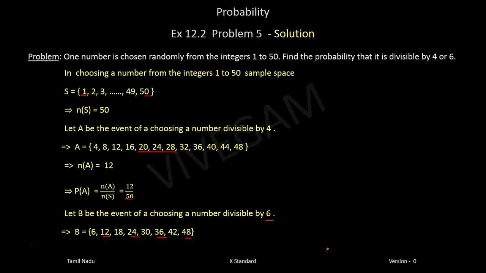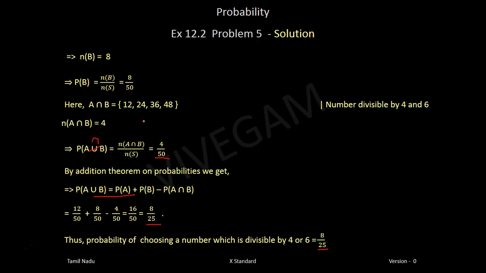Okay, so let's recap. First thing, list out the sample space. Find n of S. Define event A as divisible by 4 and list out all the elements of A. Find n of A. Find probability of A, which is n of A divided by n of S. Do the same for event B. List out all the elements divisible by 6. Find n of B. Then find probability of B.